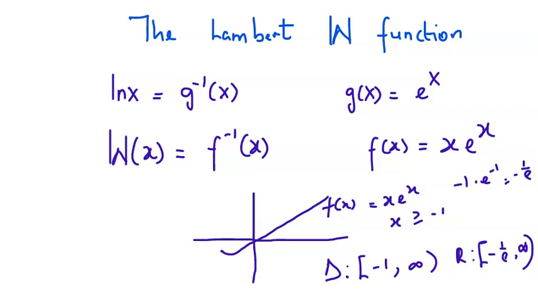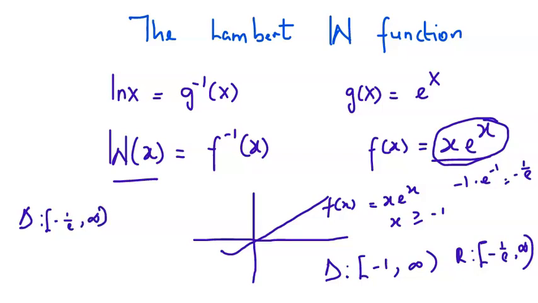If you talk about the domain and range of W of x, remember W of x is the inverse function of this, right? So the range of this function will be the domain of the Lambert W function. So we can say that the domain of the Lambert W function is the range of x times e to the power of x. So that is -1 over e to infinity, right? And the range of W will be the domain of the function itself, so that will be -1 to infinity, right? Okay, cool.